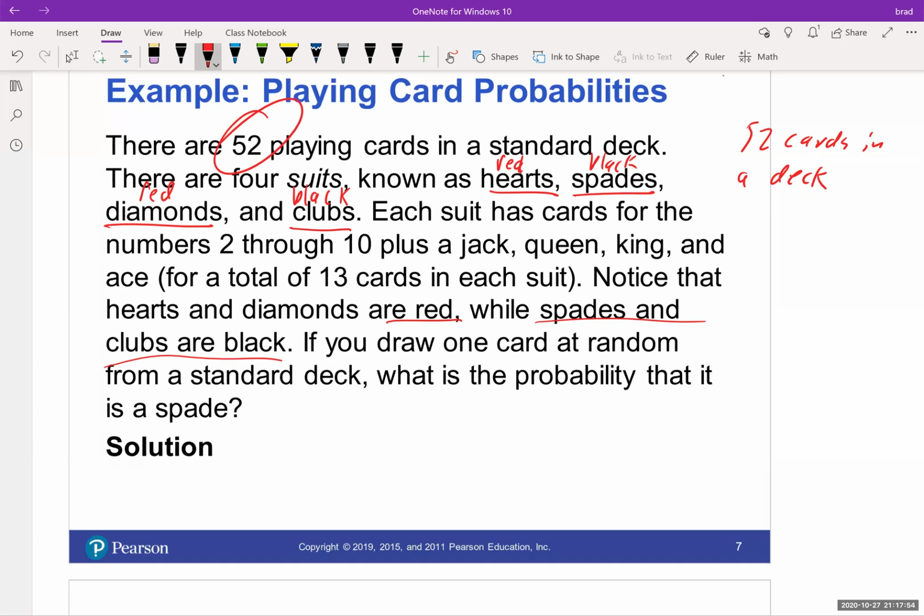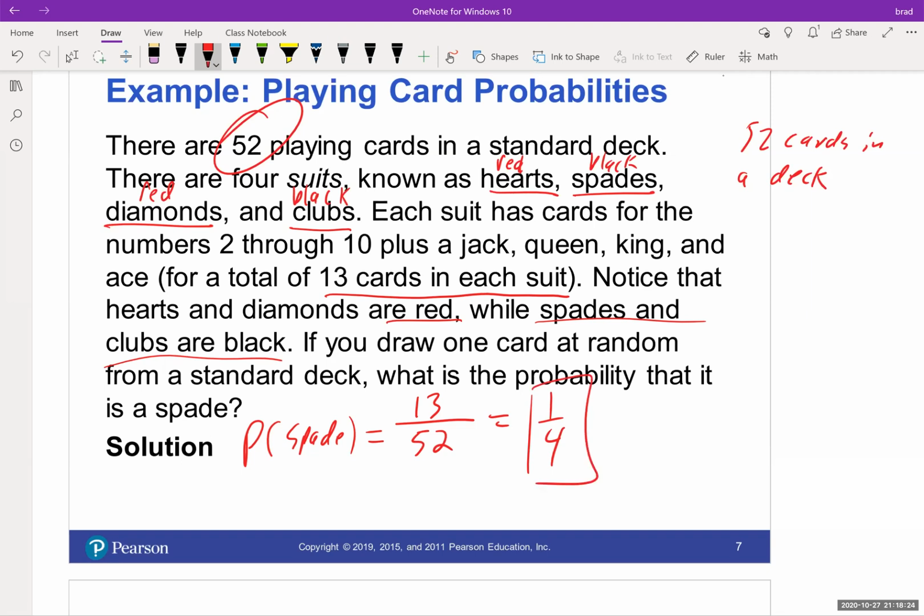If you draw one card at random from a standard deck, what is the probability that it is a spade? Okay, so I'm going to write probability of a spade. We have to think, well, how many spades are in the deck? We just said there are 13 cards in each suit. So 13 of them would be the event we're looking for. Now, how many total cards are in the deck? 52. So this would become 1/4, or 0.25. All right. So it's pretty straightforward.